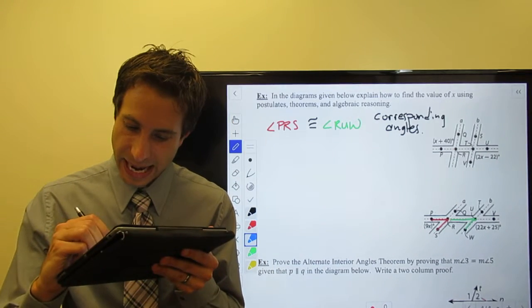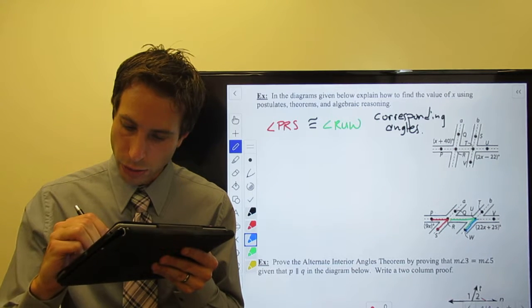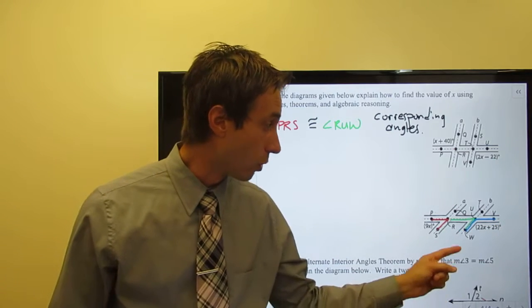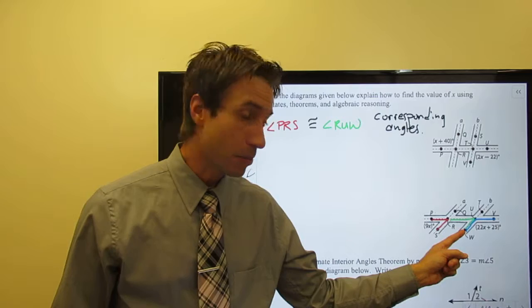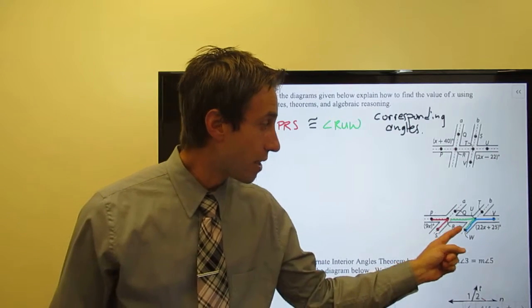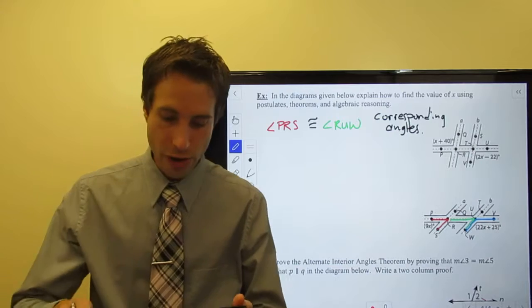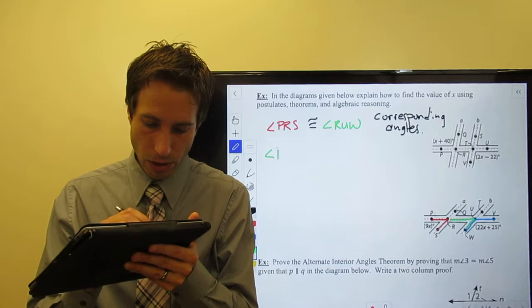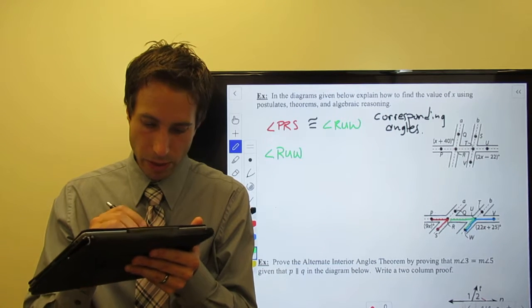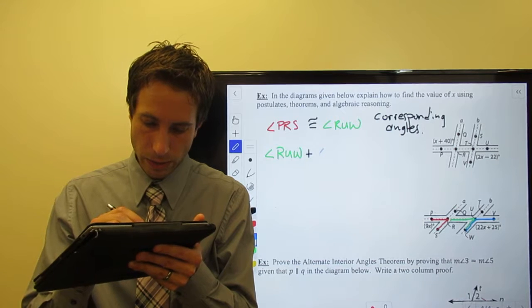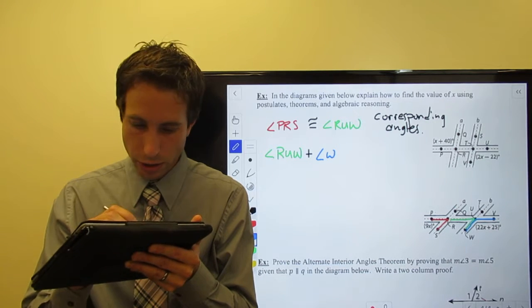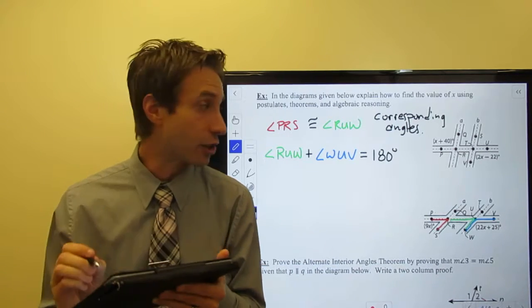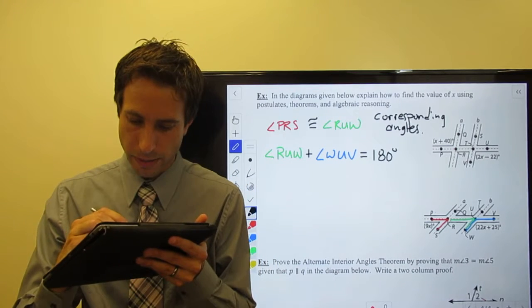Here's what else I see. I see that angle WUV and angle RUW are supplementary. Look, they form a linear pair. They make 180 degrees. So let's go ahead and do that. Angle RUW plus angle WUV equals 180 degrees. How do I know that? The linear pair theorem.